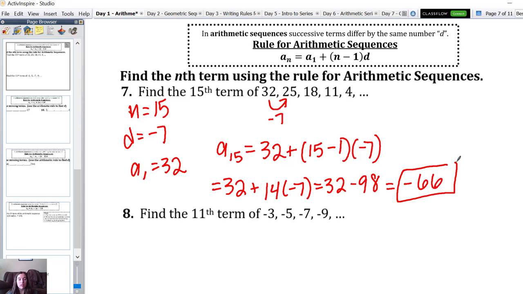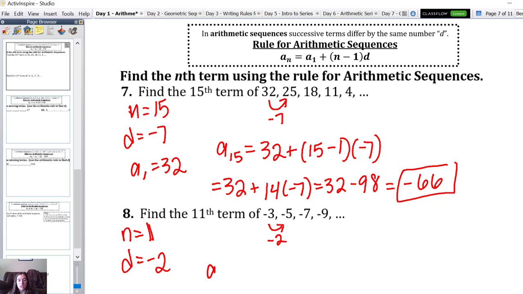Now we need to find the 11th term, so n is 11, where our sequence is negative 3, negative 5, negative 7, negative 9. How do we get from negative 3 to negative 5? We subtract 2, and we're going to do that exact same subtraction throughout the entire sequence. That means our value of d is negative 2.